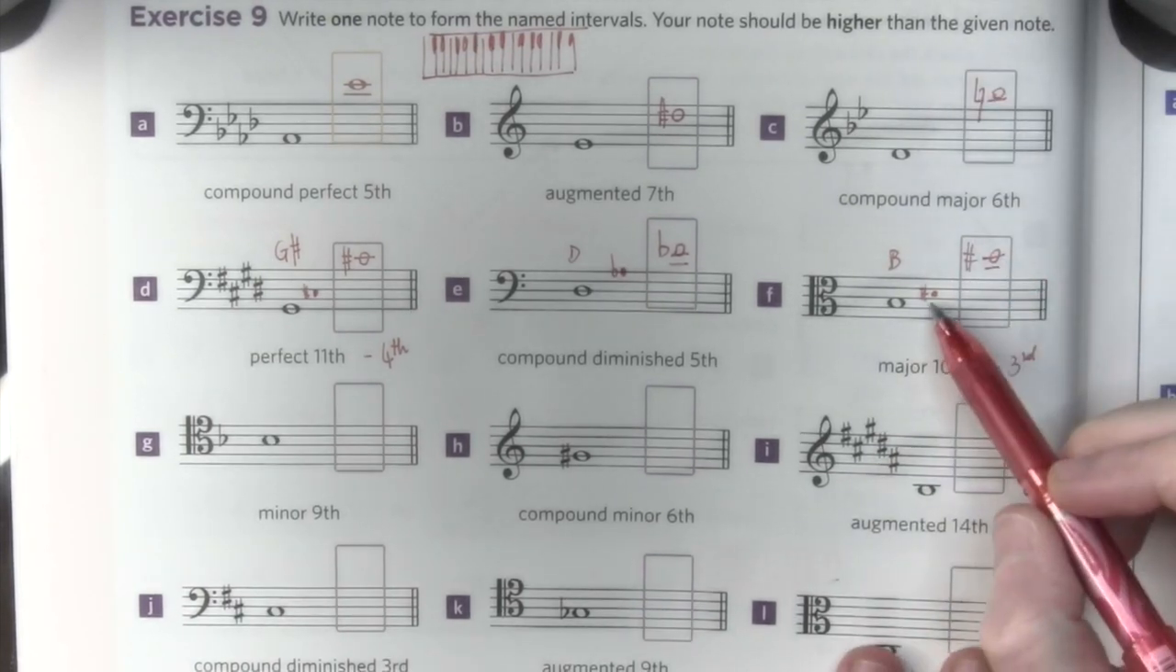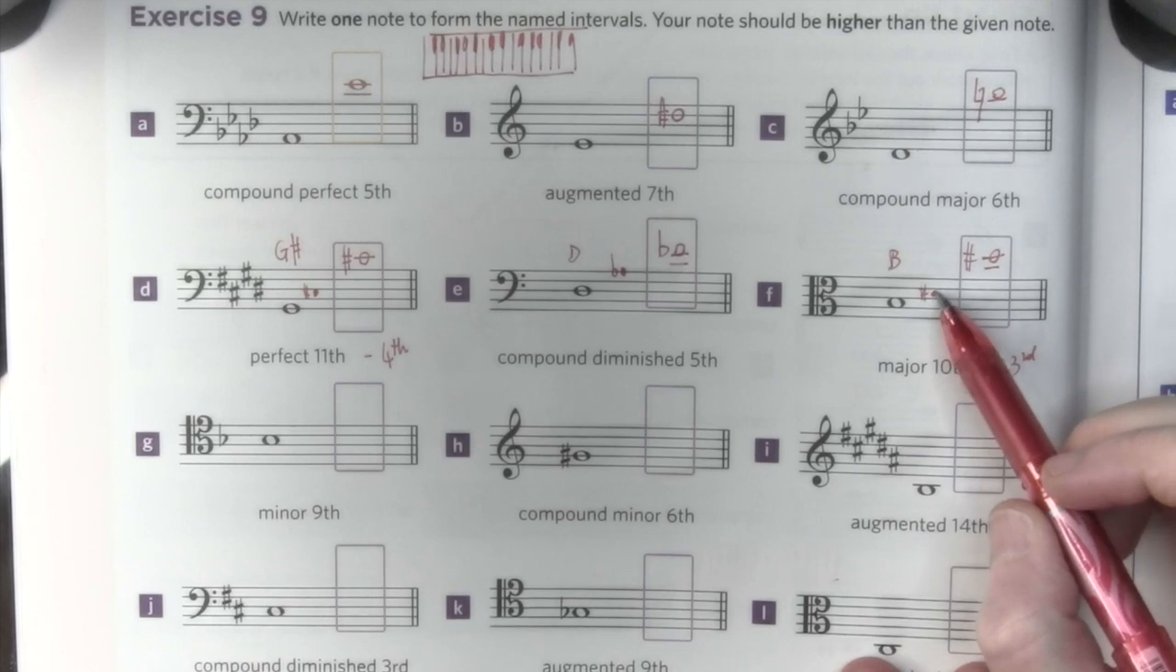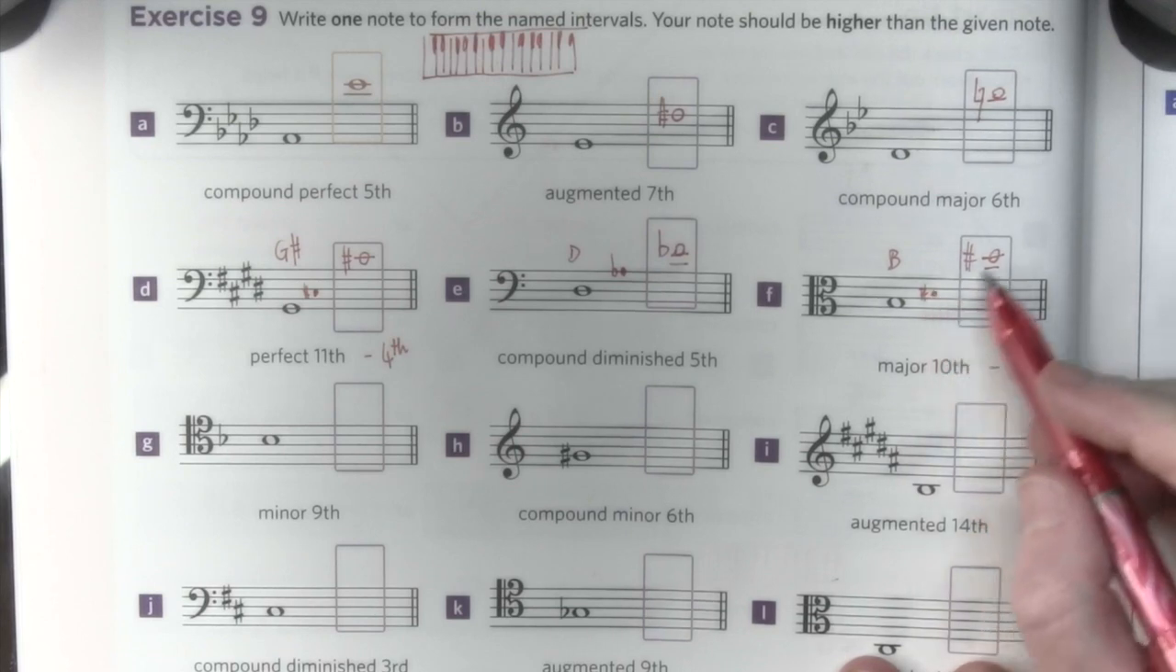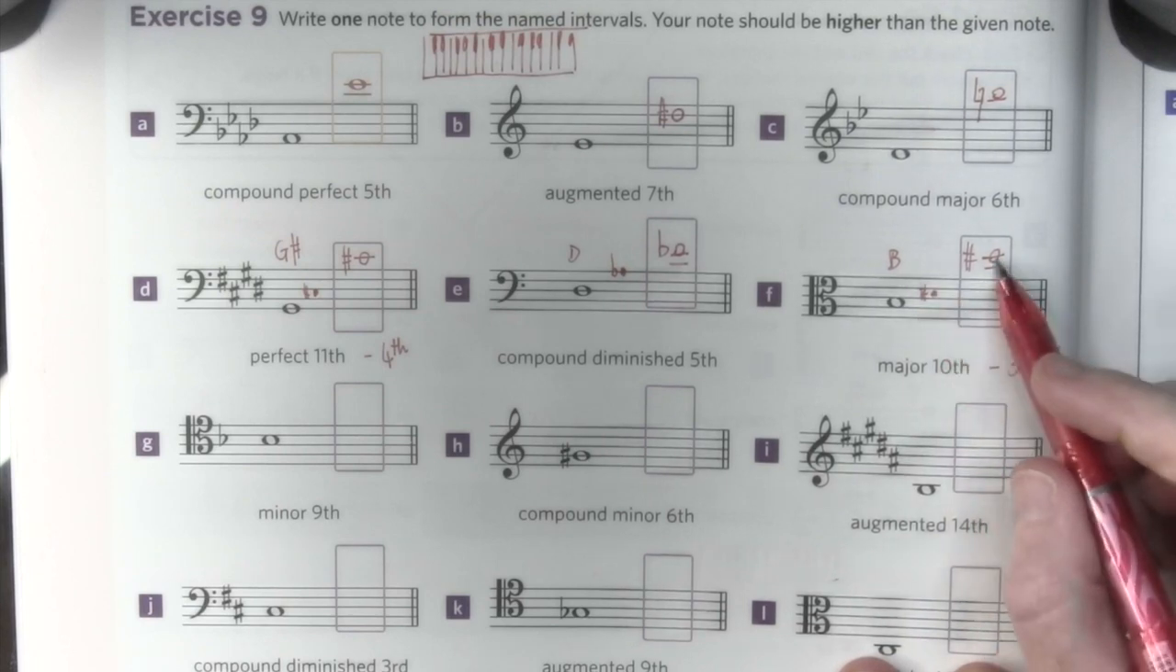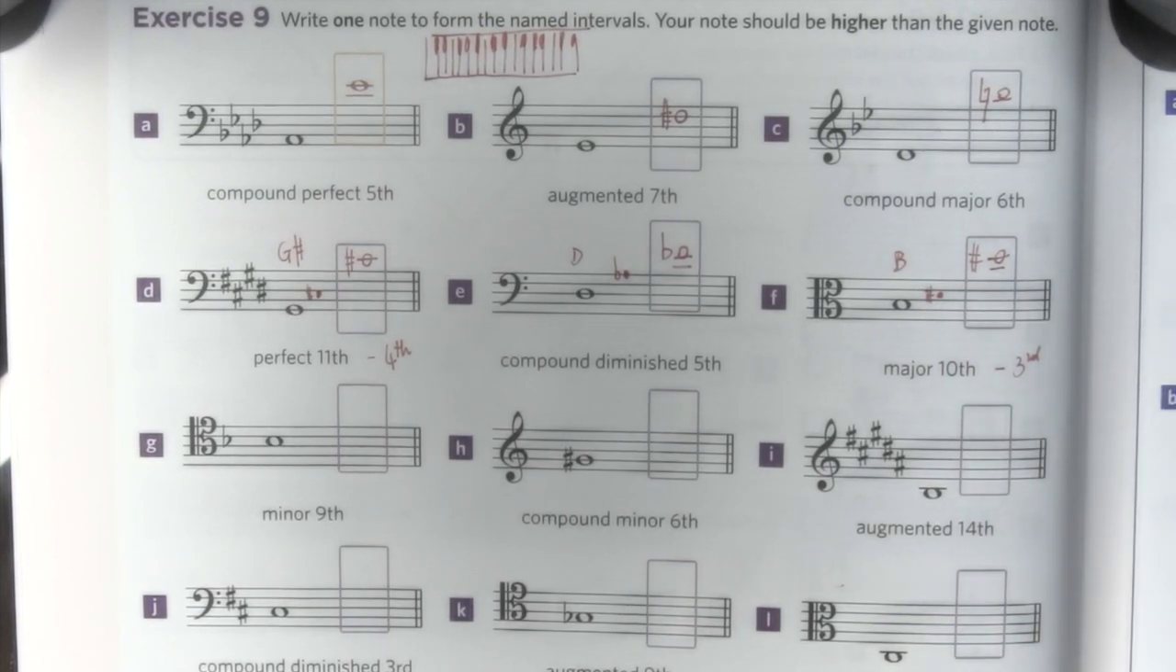Now, if you don't want to get confused, once you find the note, read it in treble clef if you are more familiar with the treble clef, and then write it up above. So this is do sharp in treble clef, so I write do sharp here. Okay, that's what I would do.